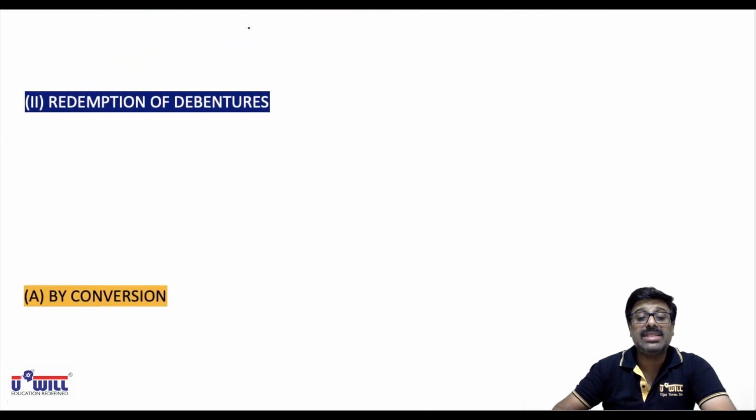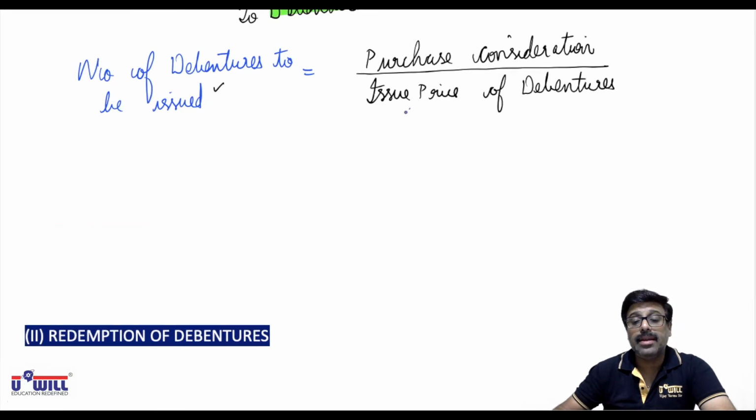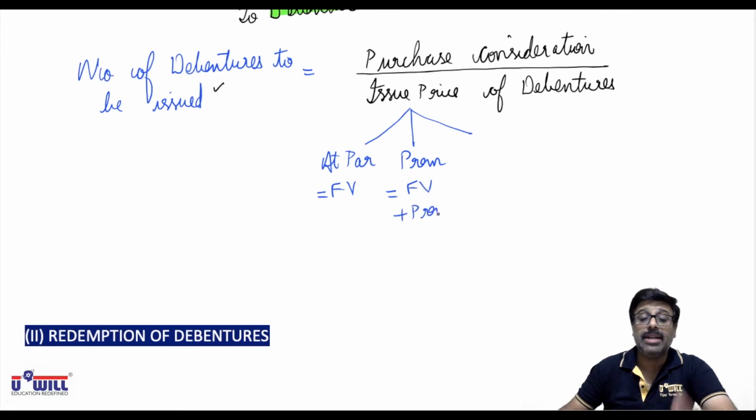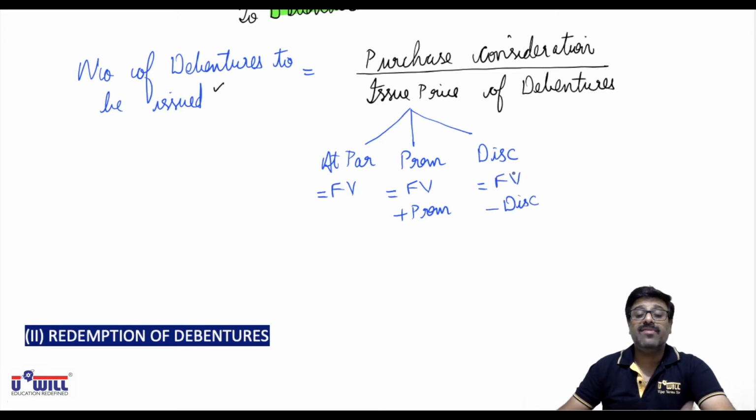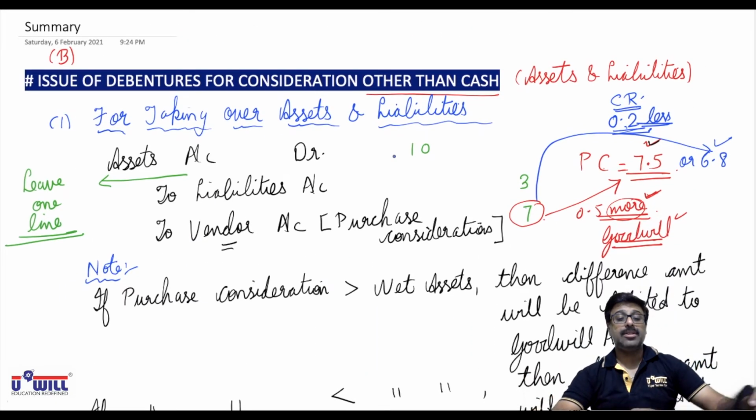Now here again, what is this issue price? If the debentures are issued at par, then the issue price is equal to face value itself. If they are issued at premium, then the issue price would be face value plus premium. Means if they are issued at 10% premium, then the issue price will become 100 plus 10, 110. And if they are issued at discount, then the issue price will become face value minus discount. So if 5% discount, then the issue price will become 100 minus 5, 95. So this is how we have to find the entries for issue of debentures for consideration other than cash.